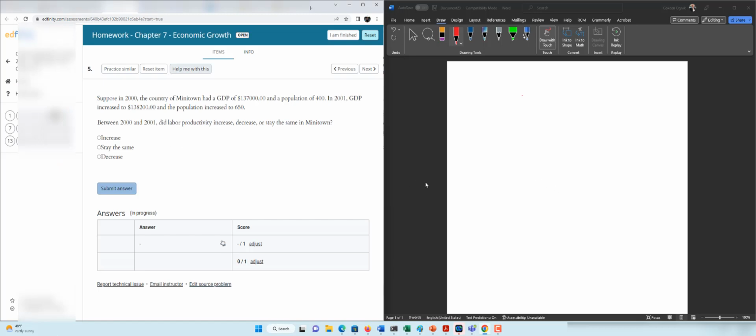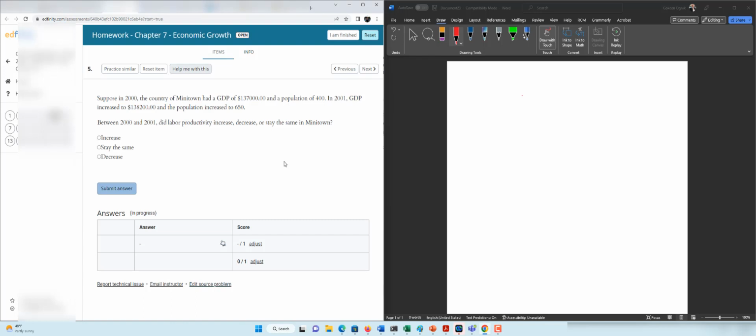Now let's look at some questions from the Edfinity assignment. The numbers that you see on your homework assignment could be different, but if you learn how to solve this type of question, then you can apply it to any problems that you have. So let's read the question first. Suppose in 2000, the country of Minitown had a GDP of 137,000 and a population of 400. In 2001, GDP increased to 138,200 and the population increased to 650.